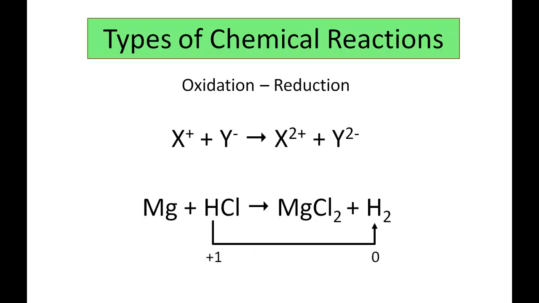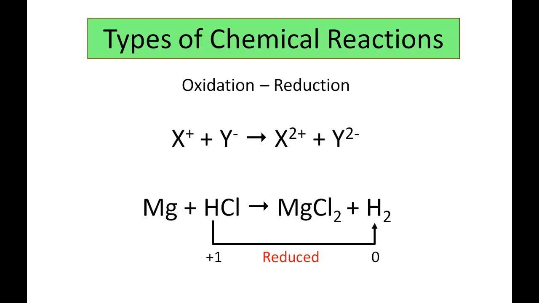The hydrogen is within the hydrochloric acid. It has a positive 1 in that compound. But on the product side, it's by itself, even though it's diatomic, which means it has a net charge of 0. In order to go from positive 1 to 0, it must have gained an electron, which we consider reduced. Notice the magnesium was oxidized and the hydrogen was reduced. You will always have one element being oxidized and one element being reduced in a redox equation.